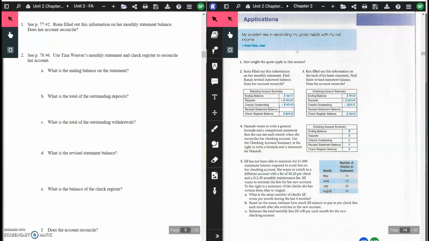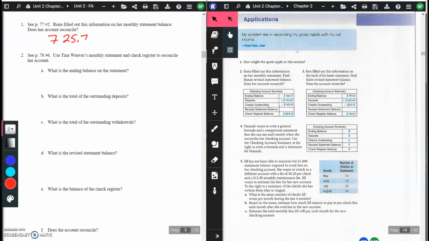For example number 1, we're going to look at page 77, which is off to the right-hand side in your textbook. Problem number 2. It says Rhonda filled out this information on her monthly statement balance. Does her account reconcile? Which means does it all balance out? So you'll notice you have an ending balance of $721.71. So $725.71. You have deposits worth $610, so $610.